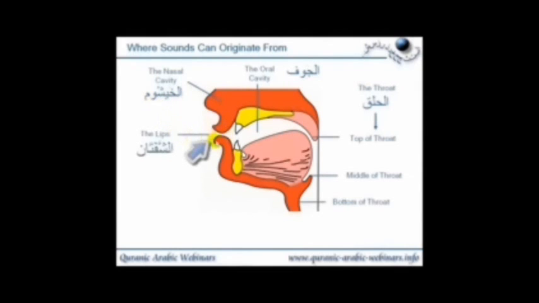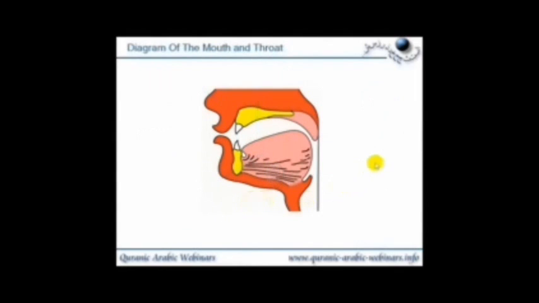We have the two lips, known as ash-shafatan. And we have the tongue, which is known as al-lisan. A bit more detail about the mouth following on. Again, we have the bottom of the throat, the middle of the throat and the very top of the throat.